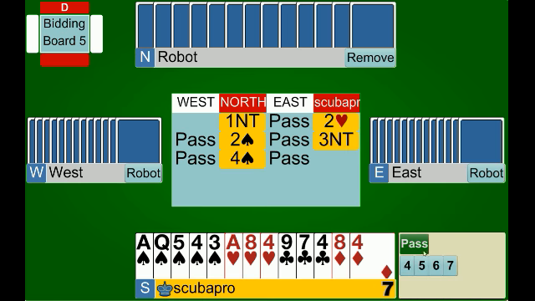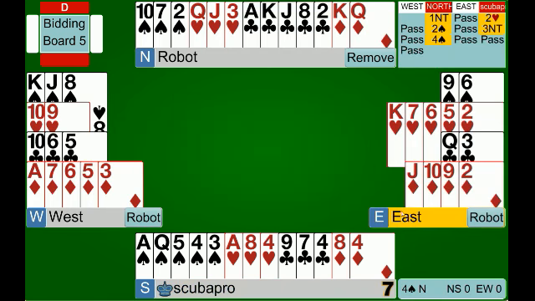And partner bids 4 spades. This should always show at least 3 cards in the spade suit. What they're saying is, hey, I know we have game because you just bid 3 no trump. And I also saw that you transferred to spades, so you have to have at least 5. Now when you bid 3 no trump, you show exactly 5, and partner corrects to 4 spades. And notice they have our spade support right here.